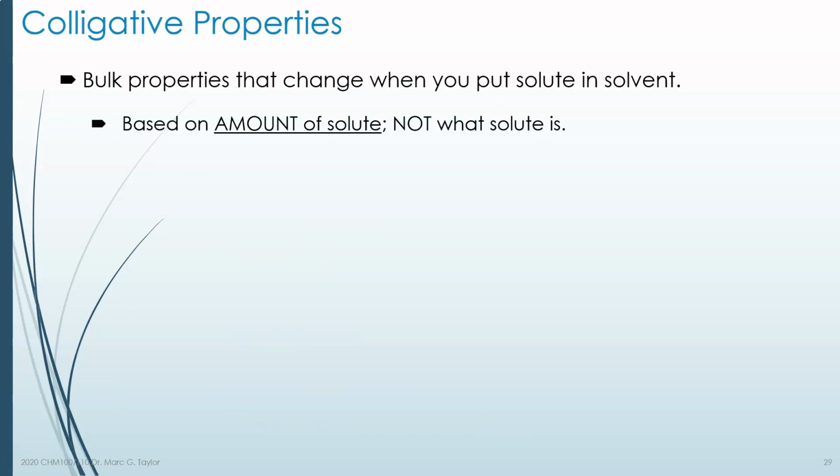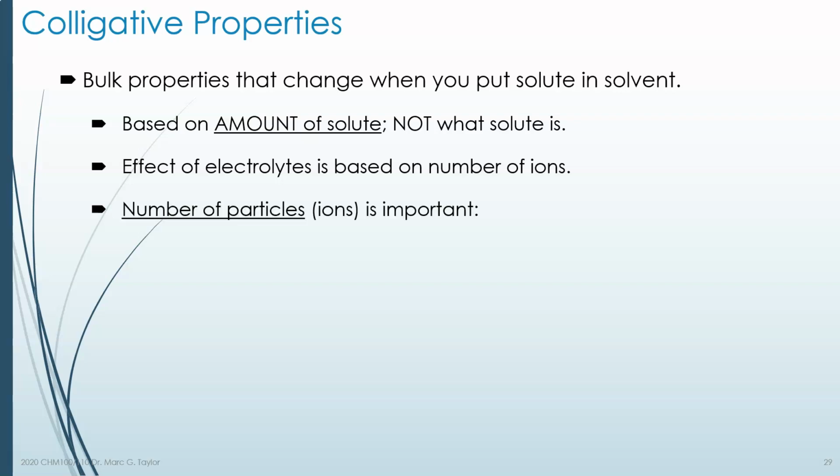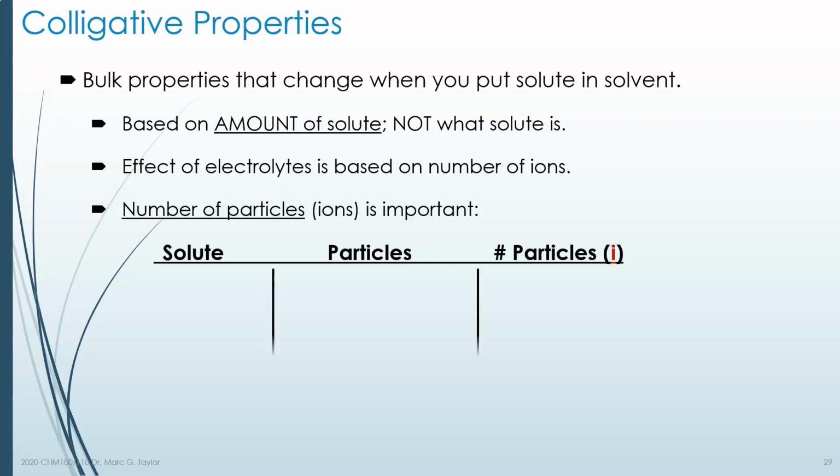So colligative properties are bulk properties. They're only based on how much solute is dissolved, not what the solute is. And electrolytes become very important because electrolytes are solutes that will break up into ions when they go in solution. So we only care about how many particles. We don't care about how many formula units of an ionic compound we throw in. We care about how many ions it becomes when it goes into solution, specifically when it goes into water.